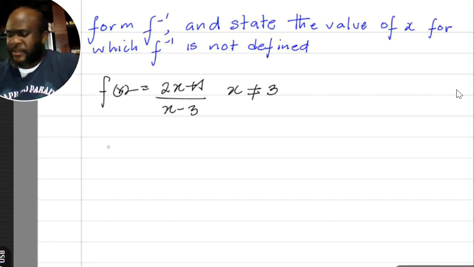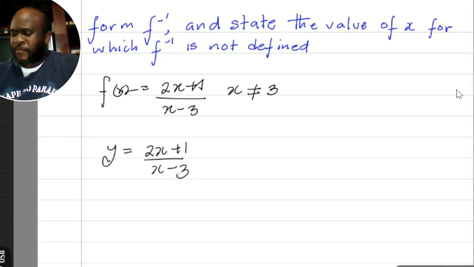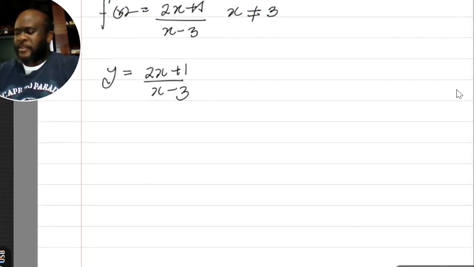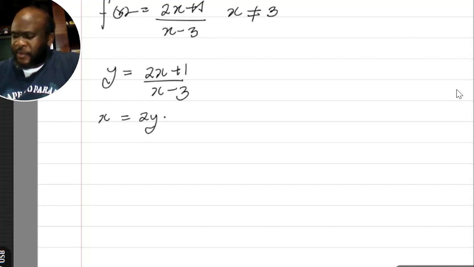Step 1, take out f of x and put y. That's step 1. And all we're basically doing is writing the defining equation. Step 2, the most important step, we're going to interchange x and y. Wherever I see x, I'm going to put y. Wherever I see y, I'm going to put x. So this is x equal to 2y plus 1 over y minus 3.